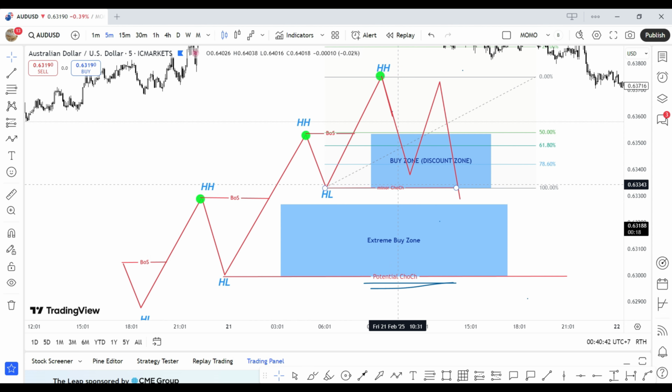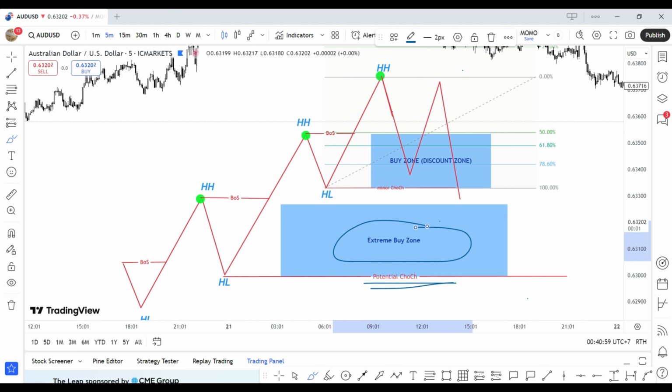Why is this a minor change of character, not a full change of character? Because this is not an extreme zone. Add to that, we have an unmitigated trading zone or extreme trading zone that we are expecting the market price to mitigate. So now the market is in our extreme zone. We can look for a buy setup.